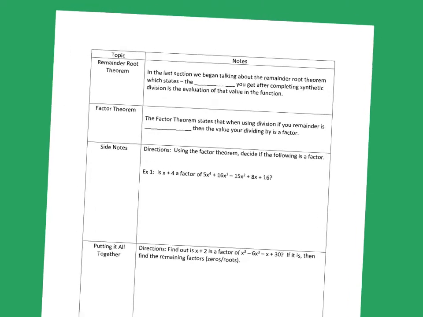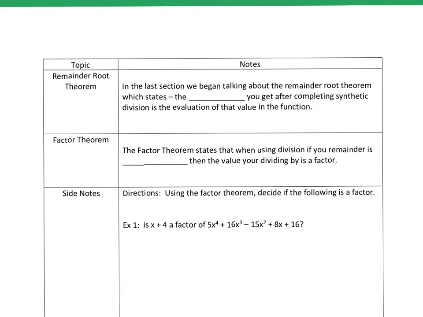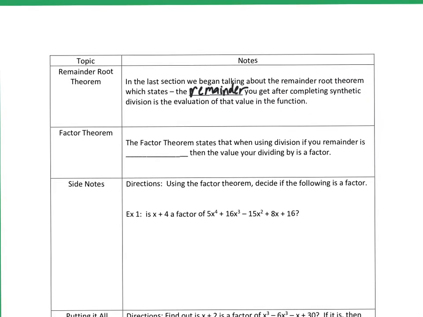Okay, so just a little recap. Again, remainder theorem just means that the remainder you get after completing synthetic division is the evaluation of that value in the function. So just like, for instance, f of 2, if I plug that 2 into my function and I got 34, the same thing happened when I did synthetic division. I still got 34 when I put 2 on that ledge and did synthetic division. So that's all the remainder theorem means. Your remainder should match your evaluation.